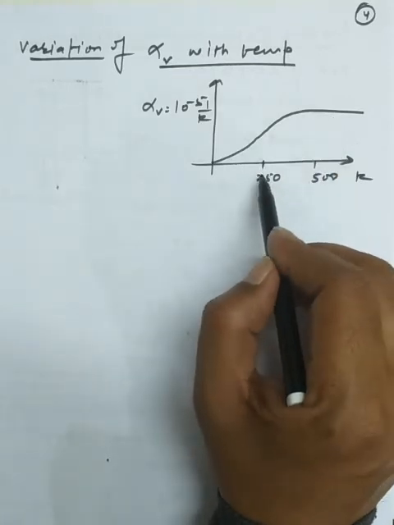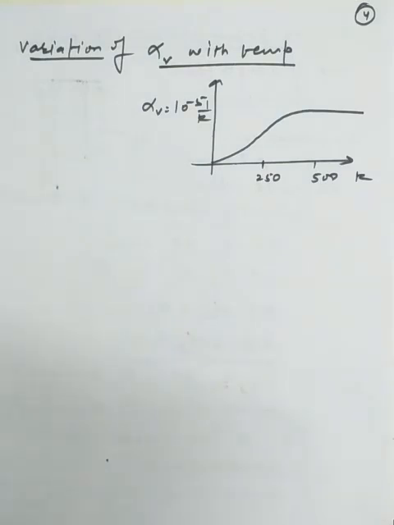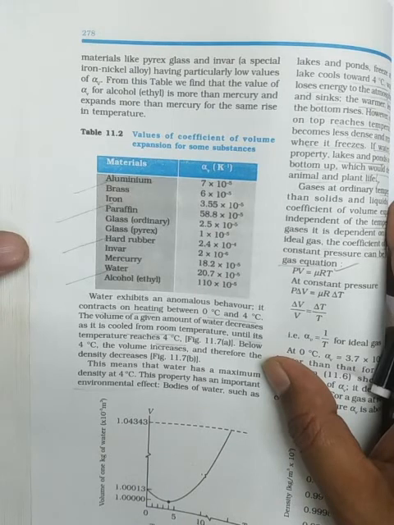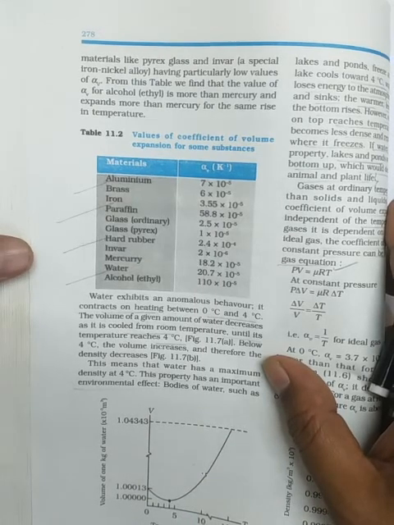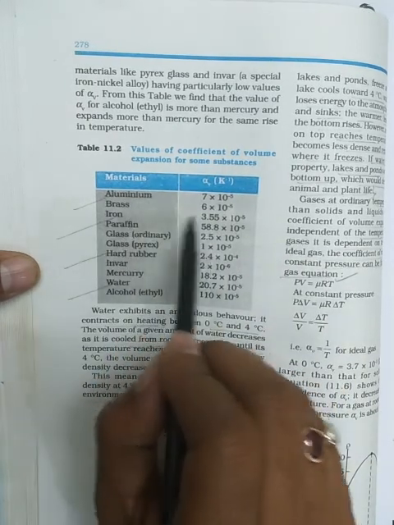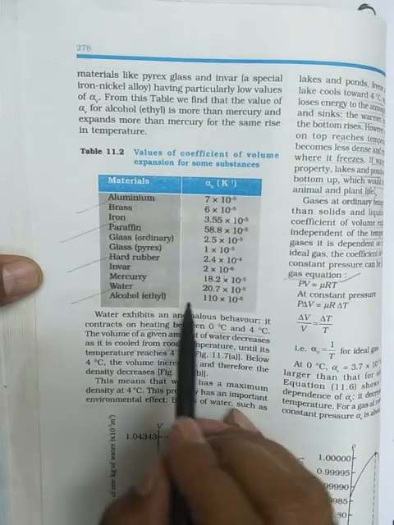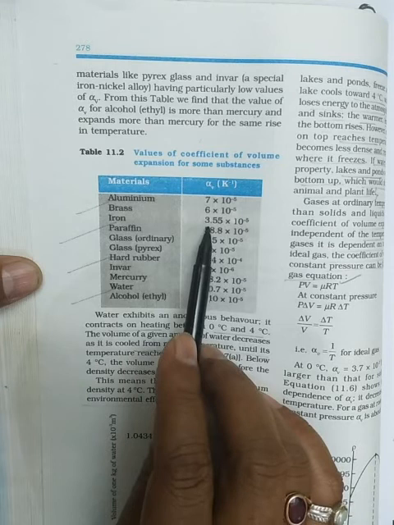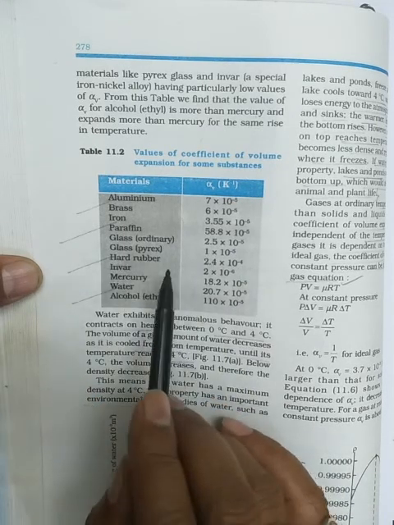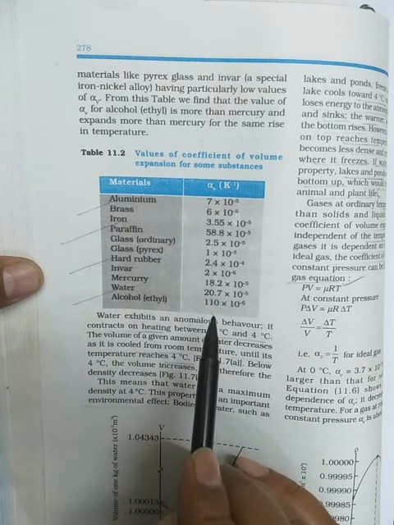And you can also go with the table given inside the NCERT book, where you can get knowledge of the volume expansion coefficient. I can show you this on page number 278. Many values for different metals are given, showing their expansion on heating. As I am reading, aluminum has 7 into 10 to the power minus 5, brass has 6 into 10 to the power minus 5, and iron has 3.55 into 10 to the power minus 5. Invar, mercury, water, alcohol, and other substances are also given here.